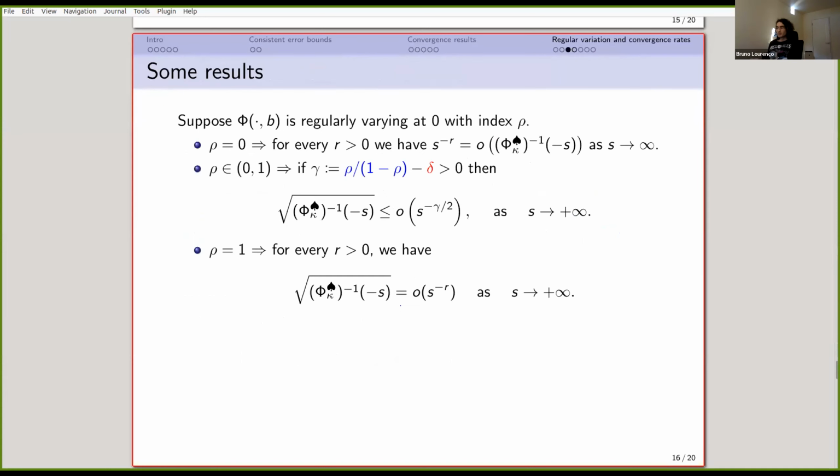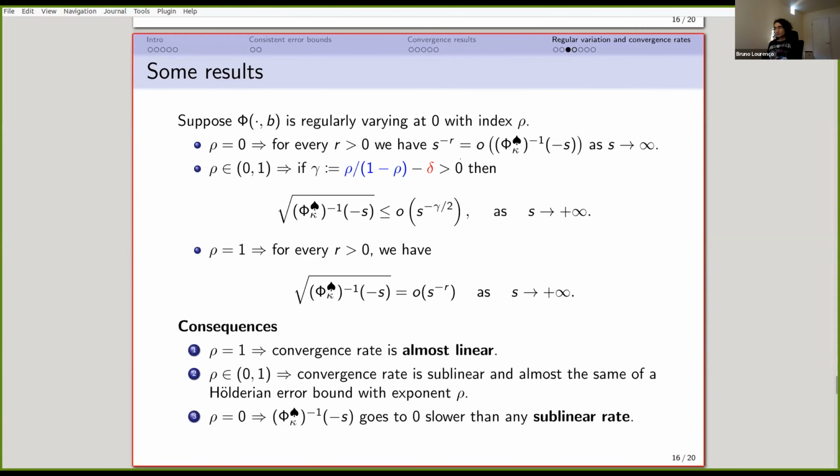And I'm going to show some of the things we are able to show. Essentially, if your function is of regular variation at 0 with index rho, and the index is between 0 and 1, we have upper bounds to the very complicated integral that appears, based on the exponent. And if your index is 0, then we actually get some lower bounds.